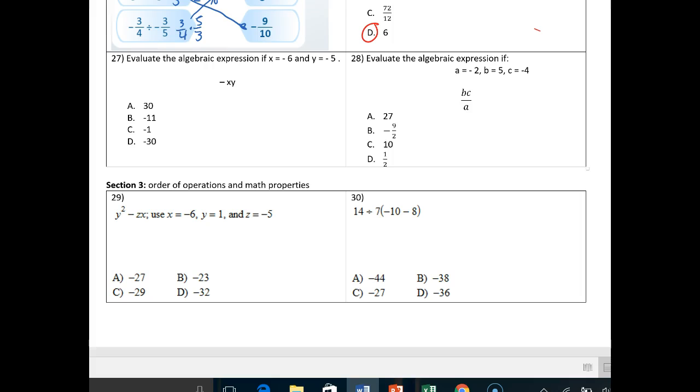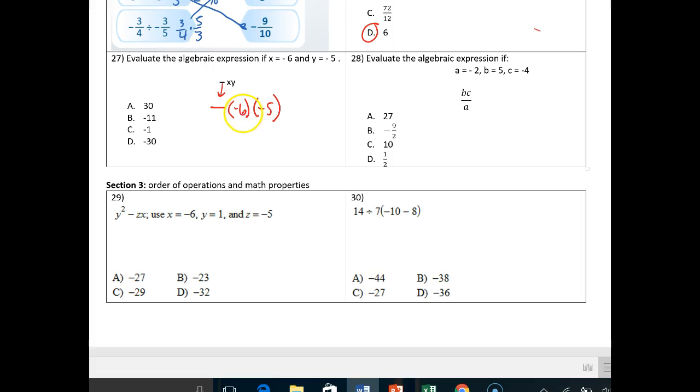27, almost all of us got this wrong. So yes, you're going to write down, evaluate the algebraic expression, x equals negative 6, xy equals negative 5. You're going to write this down. Then you're going to write down, okay, I got to keep that negative. Now I get to plug in negative 6 times negative 5. All right?